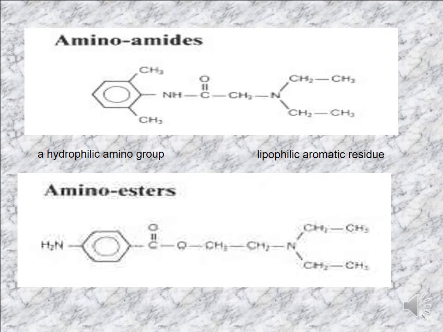We have two types of local anesthetic anesthesia according to its chemistry. We have amide. The end of the chemistry of local anesthetic drug is lipophilic aromatic residues, but amino esters, the chemical structure ends with hydrophilic amino group. So it is the main two groups, either amide or ester type.